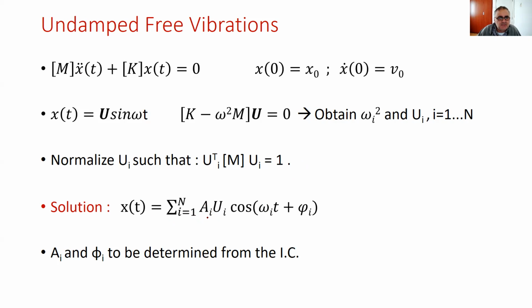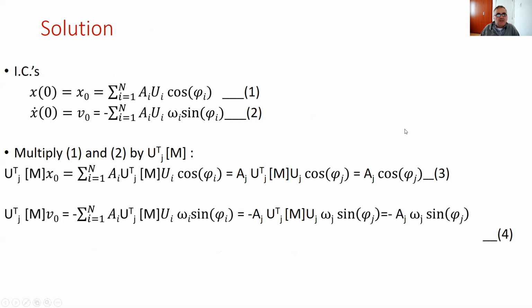Ai is a scalar, phi i is a scalar, this is an amplitude, this is a phase angle, and they are to be determined from the initial conditions. The Uis are determined from the eigenvalue problem, they are the mode shapes. So our solution is a linear combination of the modes of the system. So if we try to find the coefficients from the initial conditions, how we do that is as follows.